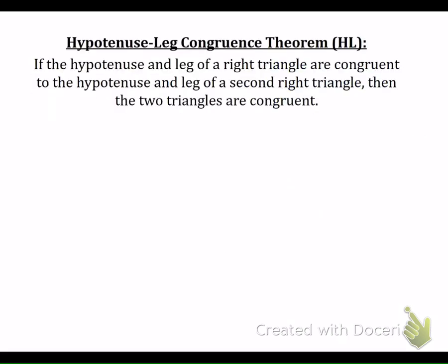So here's where this comes into play with what we've already been looking at. You can prove that two triangles are congruent using the hypotenuse leg congruence theorem. The hypotenuse leg congruence theorem says that if the hypotenuse and leg of a right triangle are congruent to the hypotenuse and leg of a second right triangle, the two triangles are congruent.